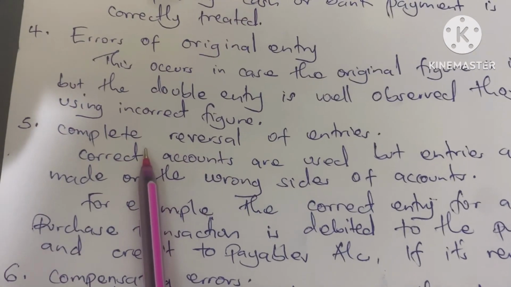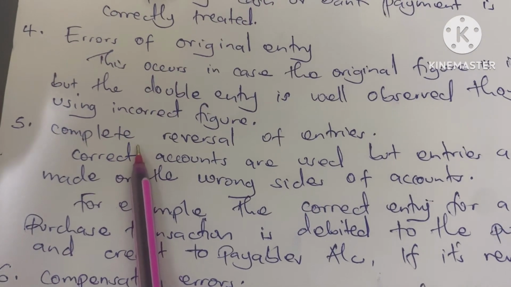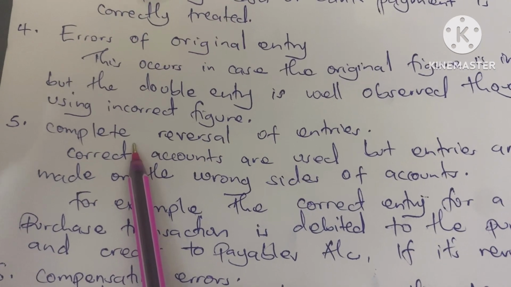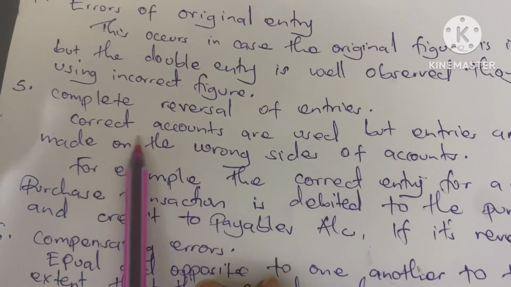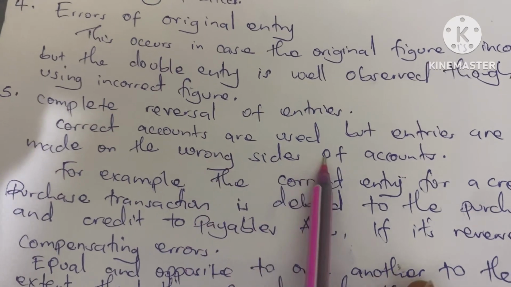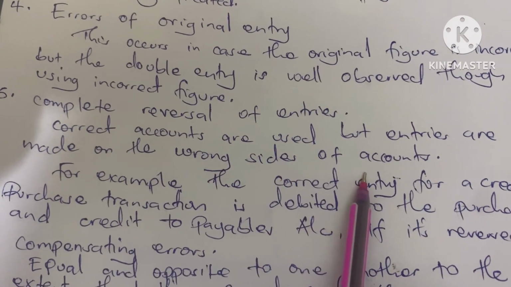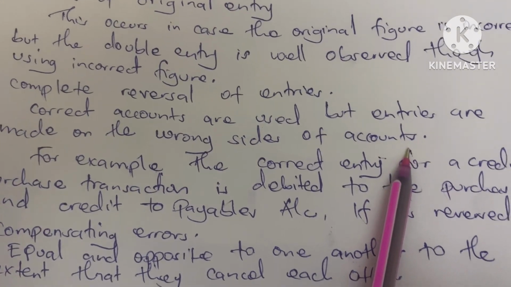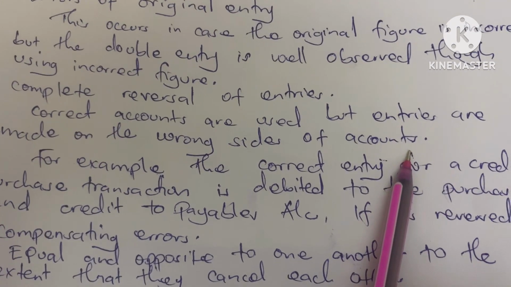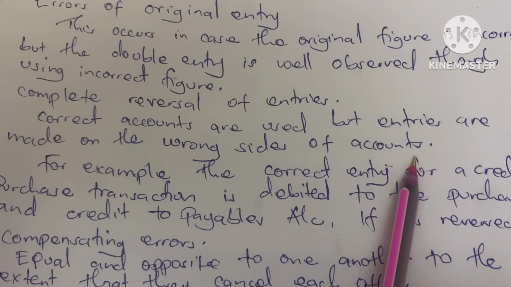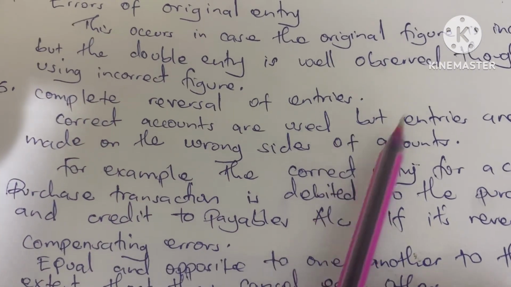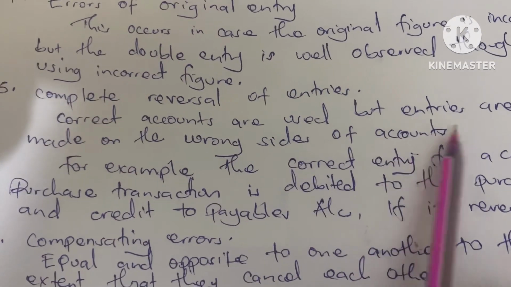Then we have the error of complete reversal. Complete reversal is like reversing, it's like changing things. So here correct accounts are used, but entries are made to the wrong sides of accounts. Wrong sides of accounts. Instead of debiting, you credit. Instead of crediting, you debit. So correct accounts are used, but entries are made on the wrong sides of accounts.